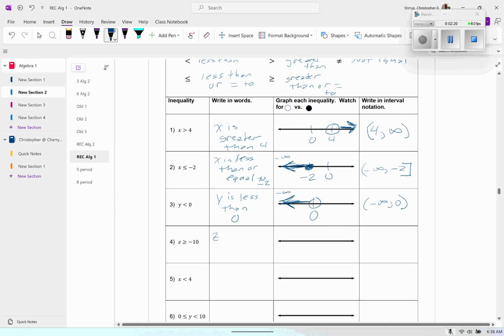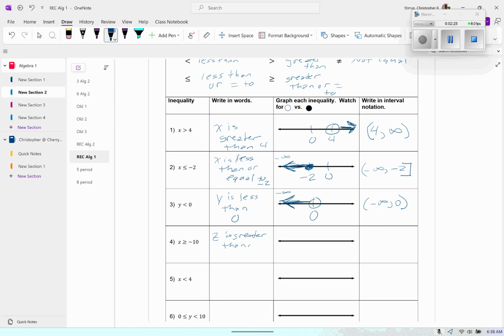This is z is greater than or equal to -10. So if you have 0 here, you have -10 down here. This is going to have a solid dot at the -10. And we're going to go greater than. So this is pointing to infinity. So it's going to be from -10 to infinity, parenthesis on the infinity, and you're going to use a square bracket because you have the equal sign, or a hard bracket.